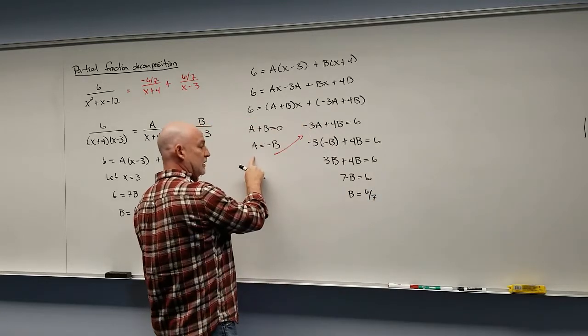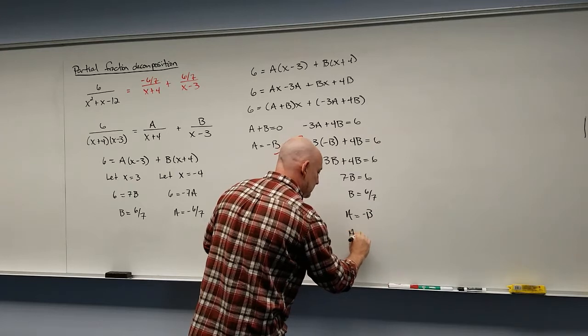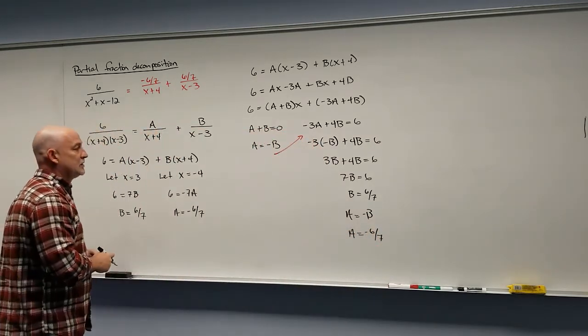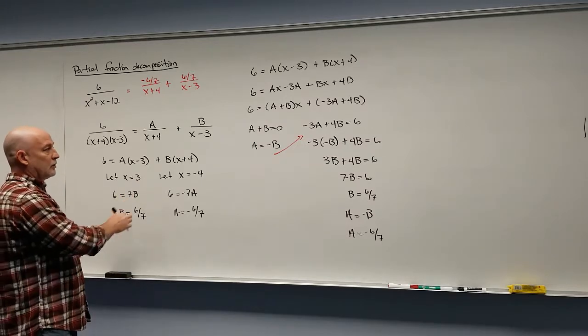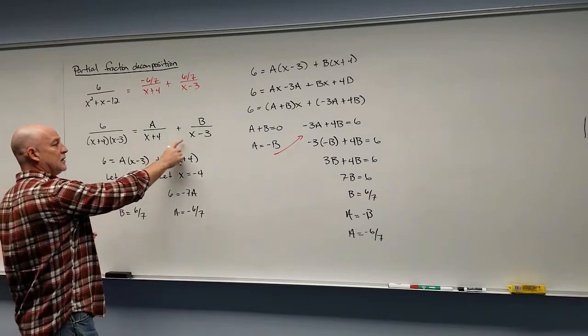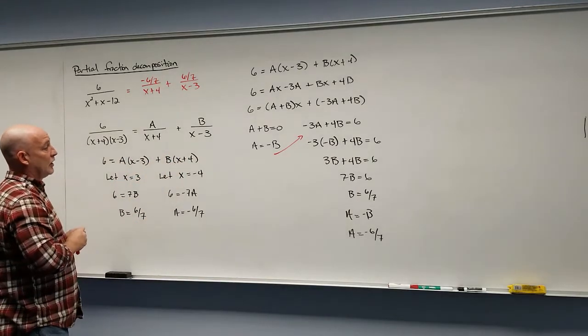Since b is -6/7, and I know a is equal to -b, a is equal to negative 6/7. Okay, so you can see we ended up with the exact same answer. Of course, this was much quicker because the terms were very easy to deal with. The more complicated these denominators get, the more likely you're going to have to do a system of equations.